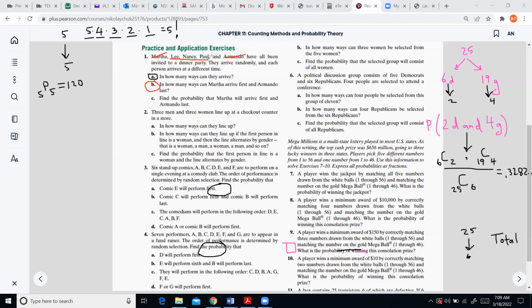Please notice that these questions are not asking for probability. Probability is asked only in part C of this exercise. So that's why one needs to be aware that sometimes you don't need to divide. So in other words, how many possibilities are here when Martha is first, Armando is last?